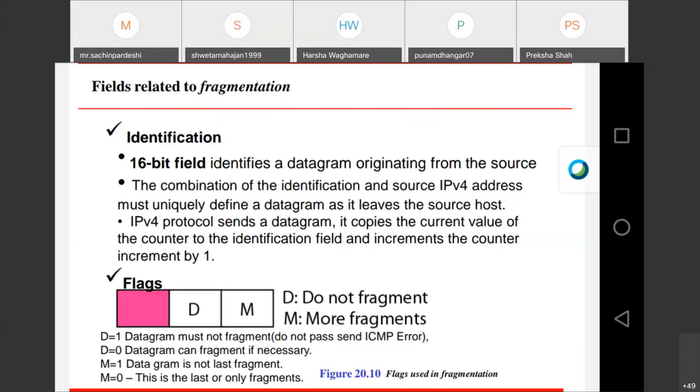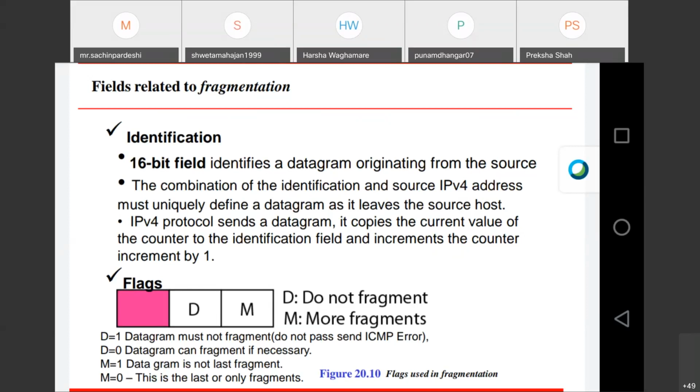So if M is equal to 1, it means the datagram is not the last fragment. Whenever the first part is received, the value would be M equal to 1. When the second part is received, the value would be M equal to 1. But when the third part is received, that time the value will be M equal to 0. And the receiver will come to know this is the last part of the datagram. And he recollects all the 3 fragmented parts, combines them together and sends it to the upper layer.